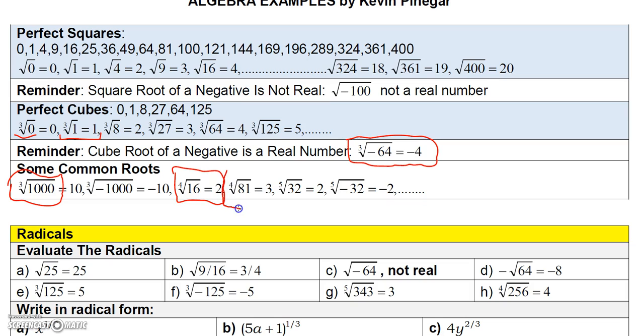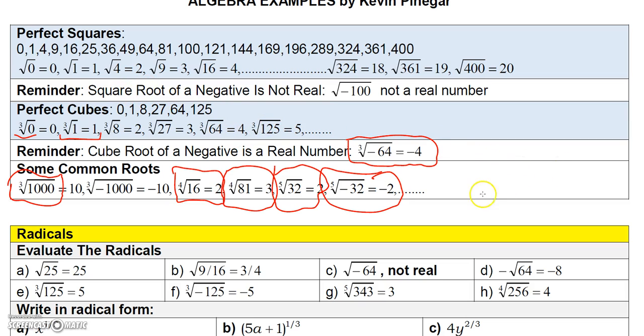The fourth root of 81 is 3, because 3 to the fourth power is 81. The fifth root of 32 is 2, because 2 to the fifth power is 32. And the fifth root of negative 32 is negative 2, because negative 2 to the fifth power is negative 32.